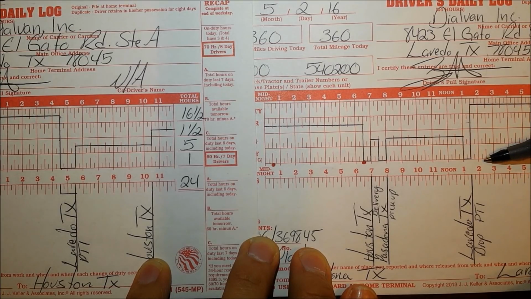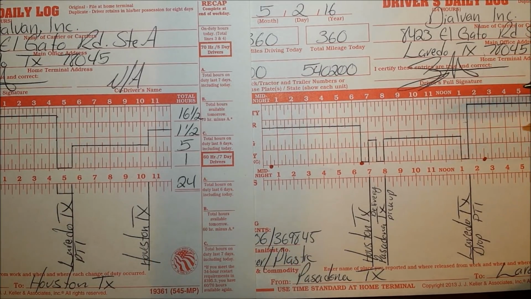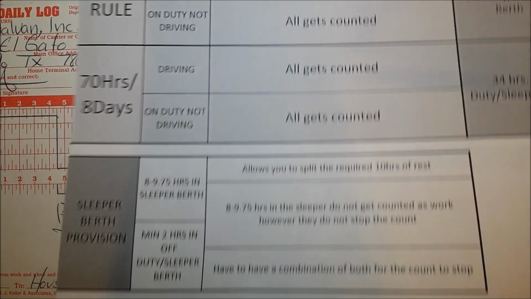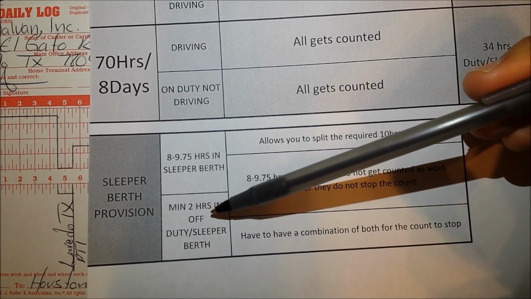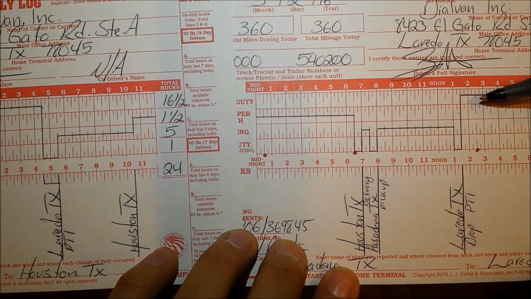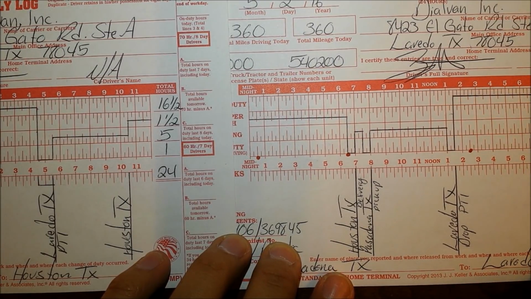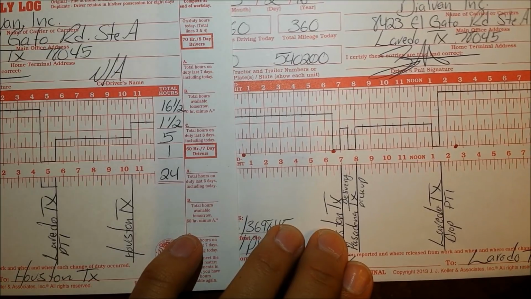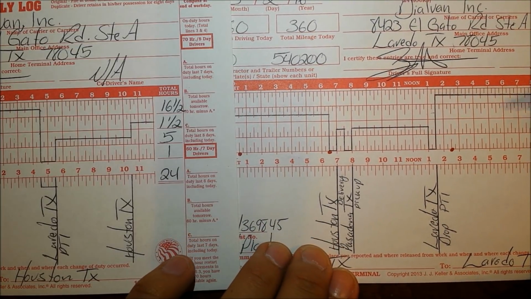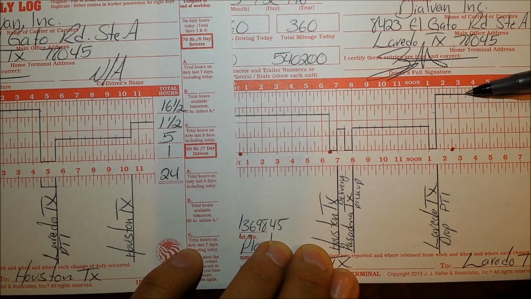Now, from right here, if we wanted to drive again after 2:30, we would have to ensure, let's look at our chart again, a minimum of 2 hours in either the off-duty or sleeper berth section. In this log, this driver went to a complete 10-hour break, and we don't know if he continued to drive the next day. But this driver could have continued going if he would have just rested 2 hours. He would have been able to continue to drive.